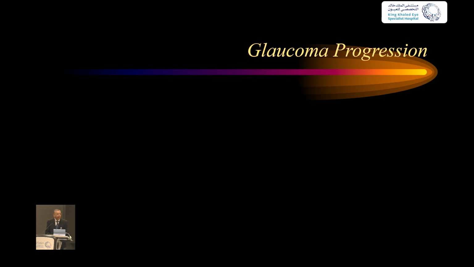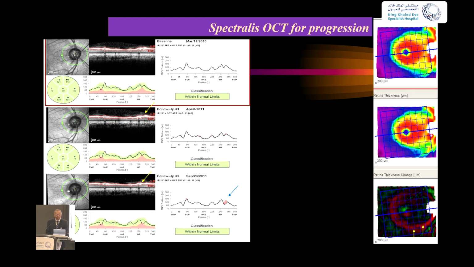Now, glaucoma progression. It will be lovely, a great dream for all glaucoma specialists to retire their visual field machines and just manage patients with objective tests like OCT. So we have to be sure that the changes on OCT are due to glaucoma. How do I use OCT for glaucoma progression? First, I use the nerve fiber layer.